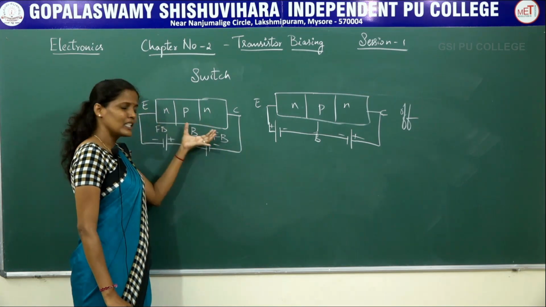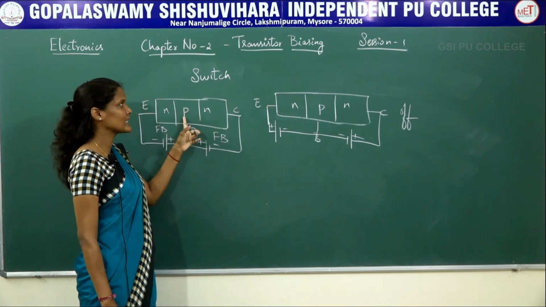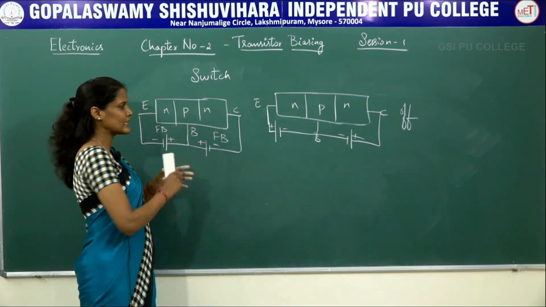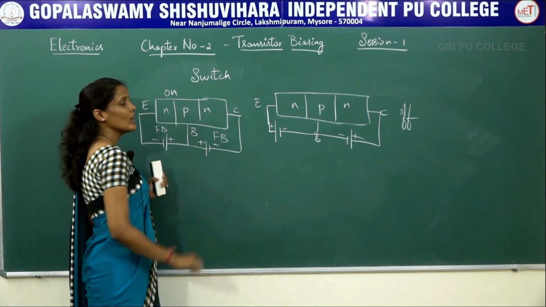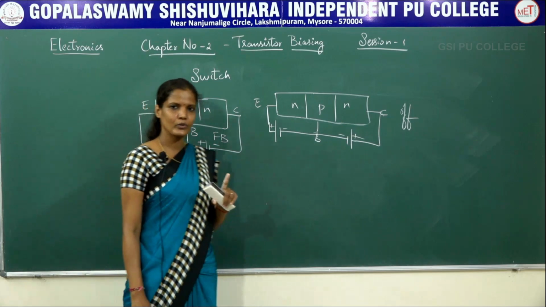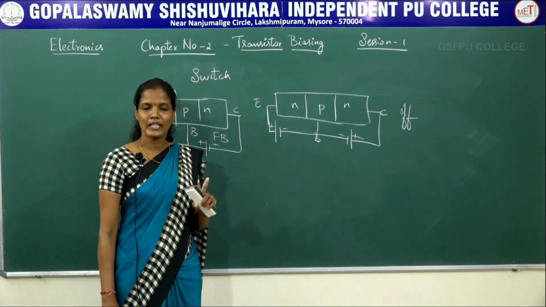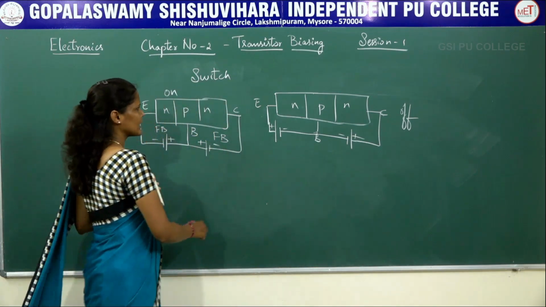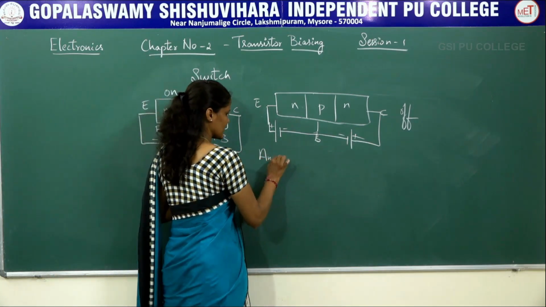So if both the junctions are forward biased, then this circuit will be operating as a switch which is in the on state. So this is all about the switch. The other application I told you about is that the transistor can be used as an amplifier. To use it as an amplifier, how must the connection be?